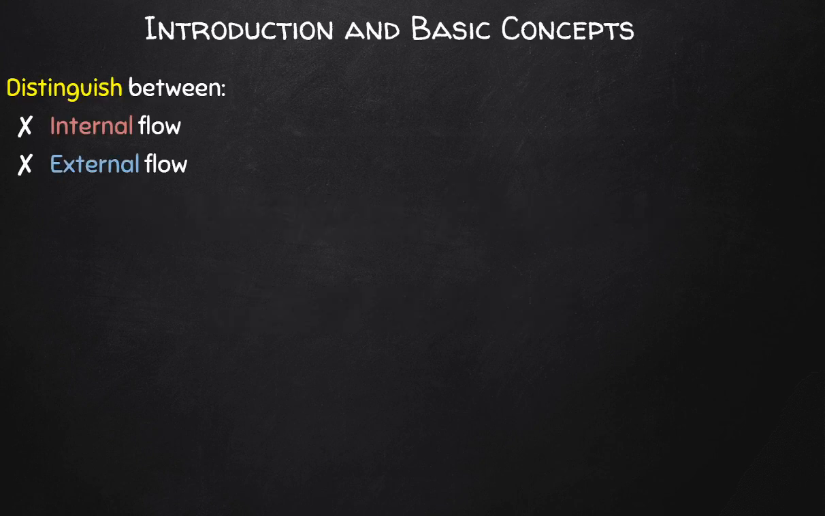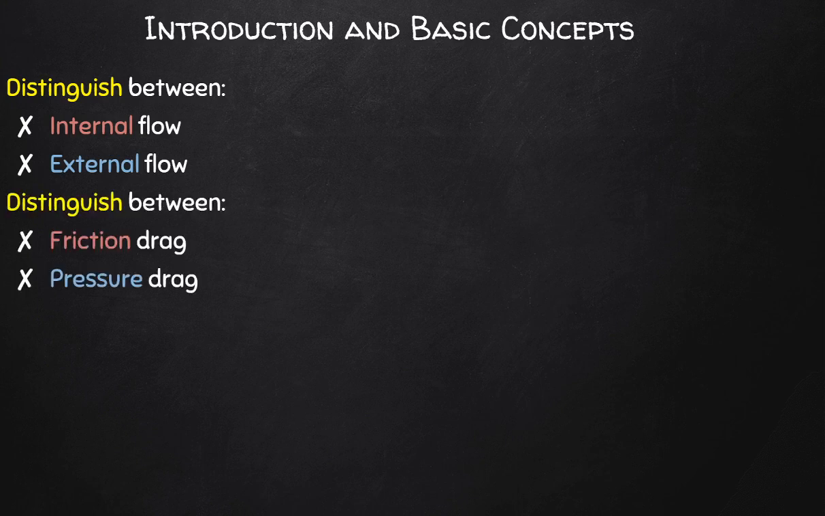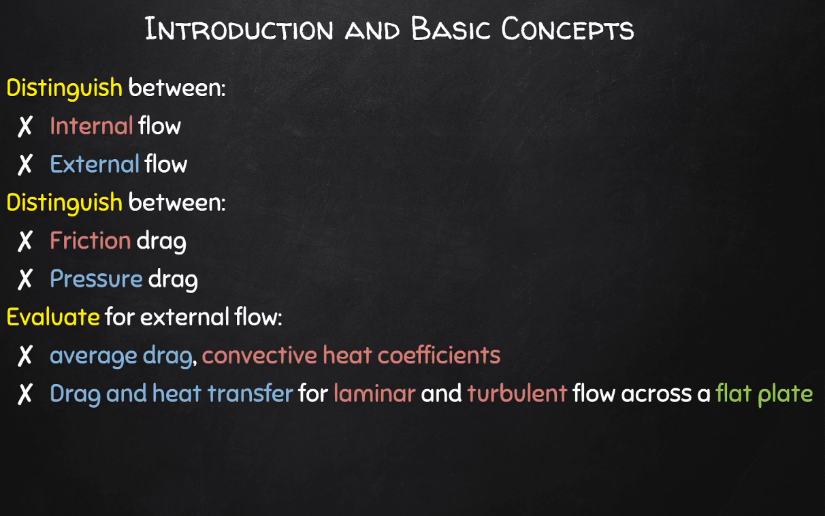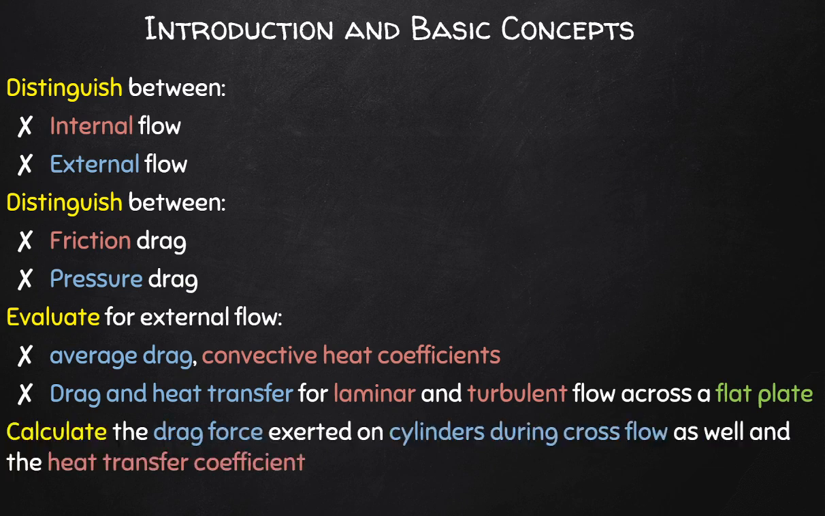In the study theme, we will cover the following. Firstly, we'll be distinguishing between what constitutes internal and external flows, followed by the differences between frictional drag and pressure drag. And also, we will go over how to perform calculations that pertain to the convective heat transfer coefficient under various flow regimes across flat plates, and also across cylinders, as this will become more important in the design of shell and tube heat exchangers.